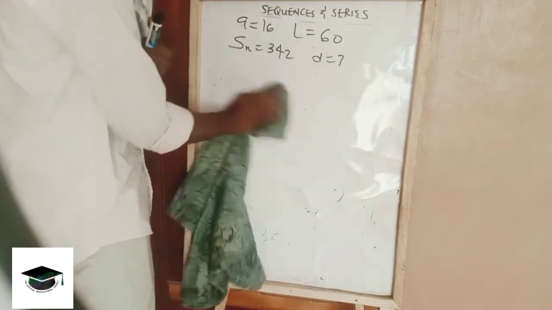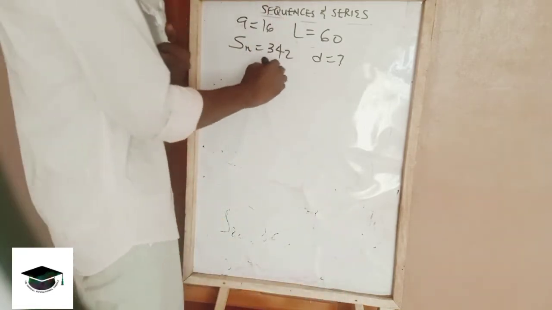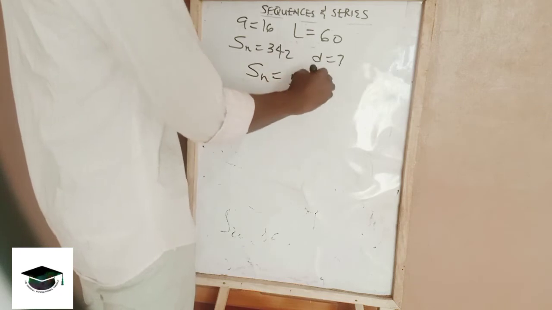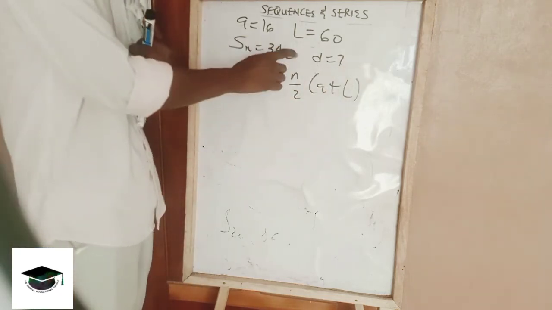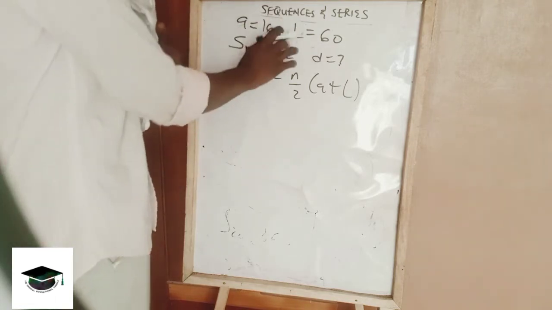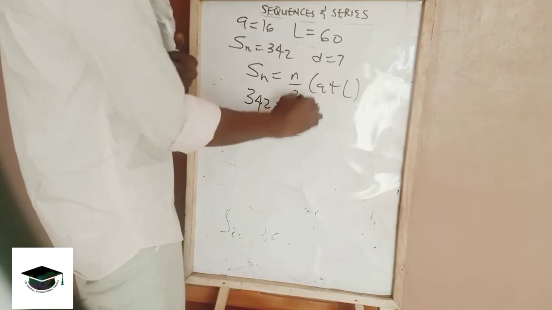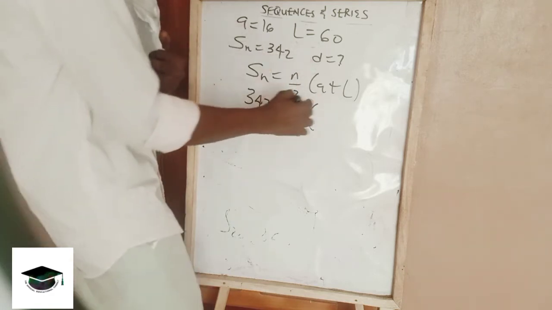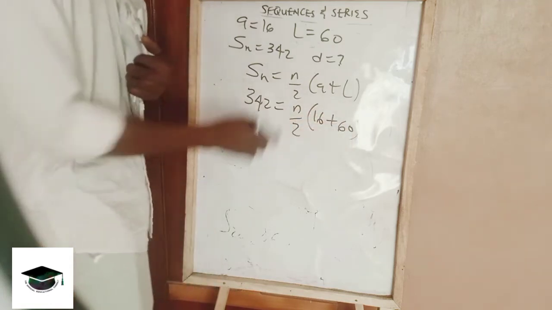Now, the simple thing we're going to do is that first formula we're going to use. That's Sn equals to n over 2, bracket A plus L. We're going to first use this to get our n. Do you get it now? And Sn is 342, right? Equals to n over 2, open bracket. What is your A? 16, right? Plus, what is your L? 60. Use that to get your n.